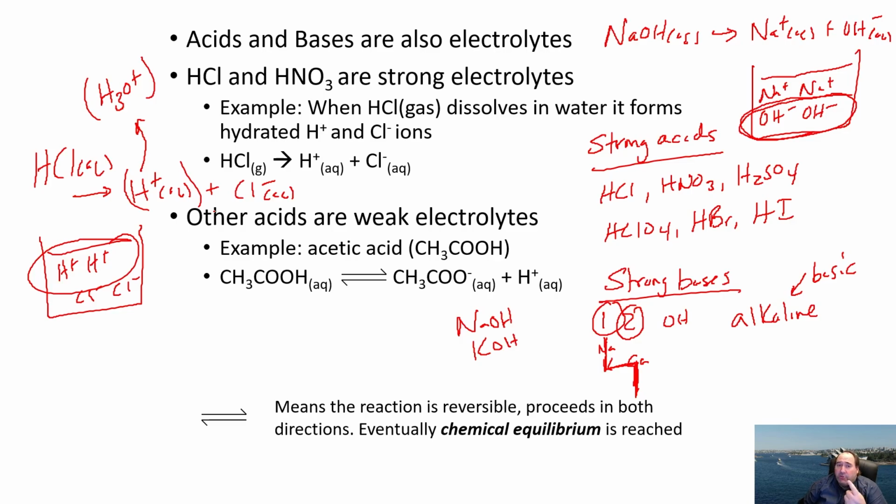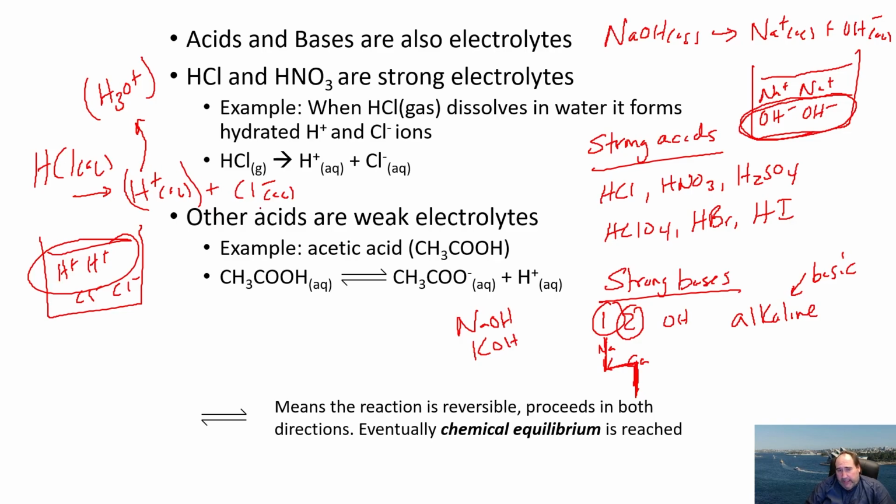So strong electrolytes are strong bases, strong acids, and also soluble ionic compounds. We're going to talk a little bit about solubility in just a second. But soluble ionic compounds, which means that they will dissolve in solution or water, are strong electrolytes.